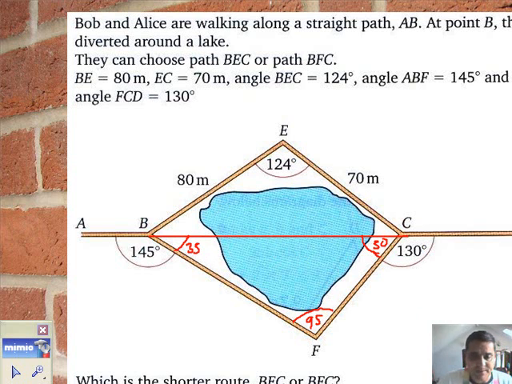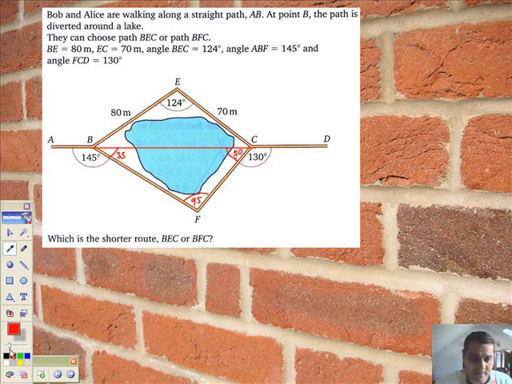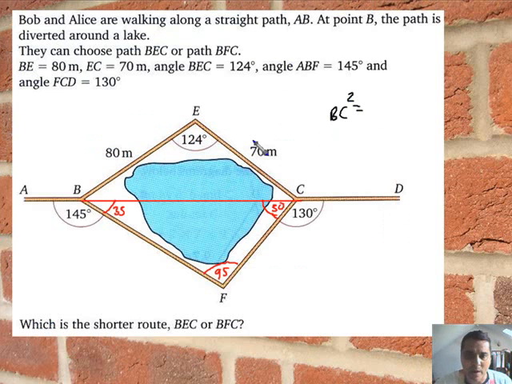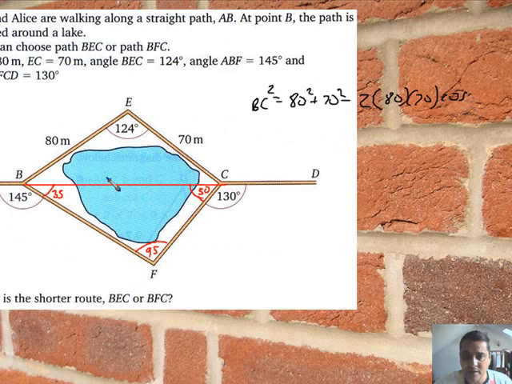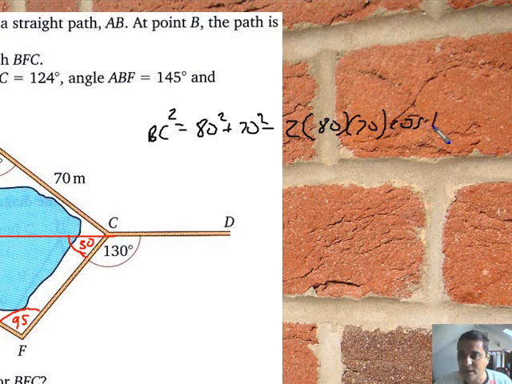Let's just do length BC. So length BC is the one that we want. So we can say here, let's just work in black. So BC is, if you like, the leading length. So BC squared equals the other 2 squared. So 80 squared plus 70 squared minus 2 lots of the other 2. In other words, 80 times 70 multiplied by the cosine of the angle that's opposite the side BC. In other words, cosine of the angle 124.